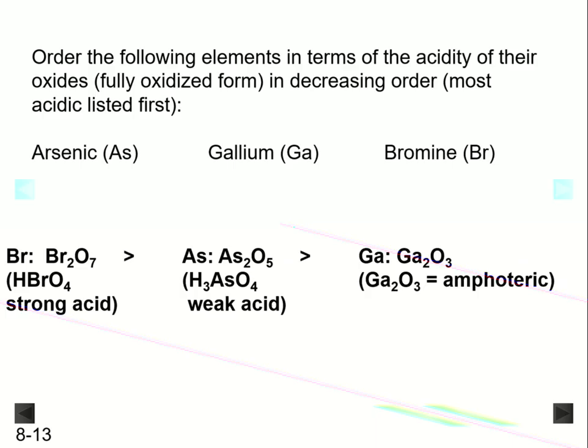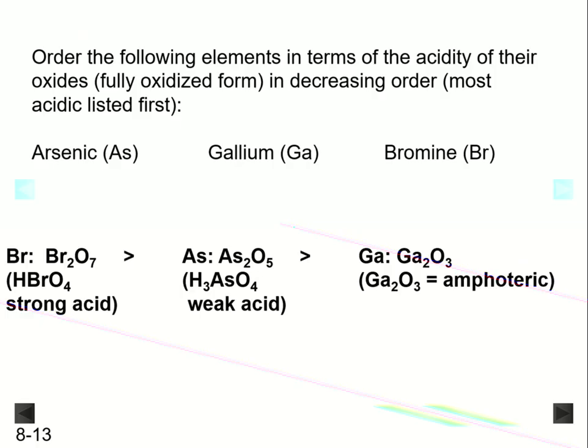Finally, we have gallium. And gallium is a metallic element that forms Ga2O3, and that's gallium 3 oxide. Gallium is right below aluminum, and you knew that aluminum was amphoteric. We discussed that and had that on a slide in a previous video. And gallium as well is amphoteric. The lower elements in this series are not amphoteric, but aluminum and gallium are amphoteric.